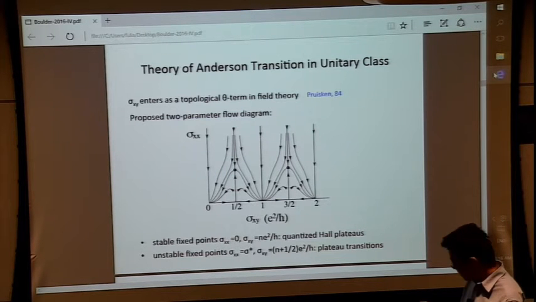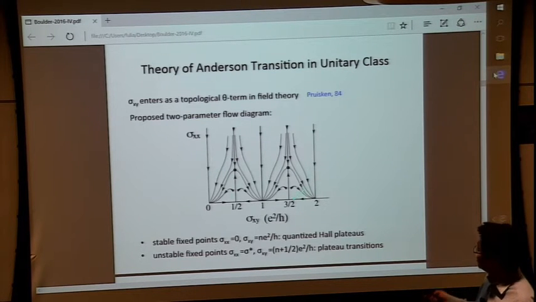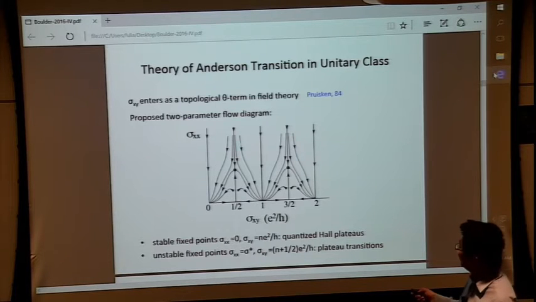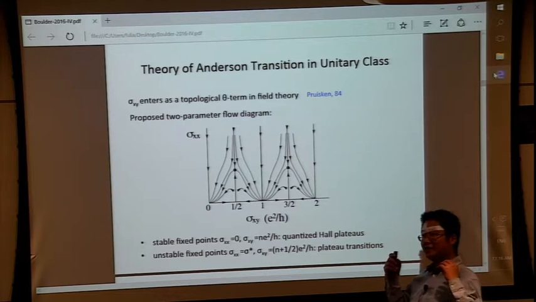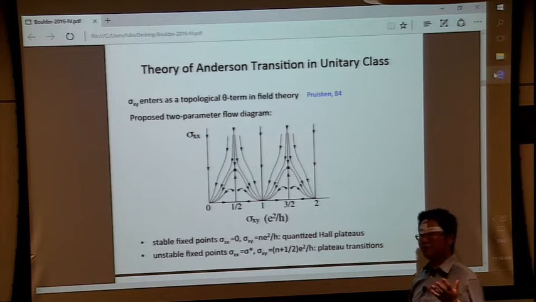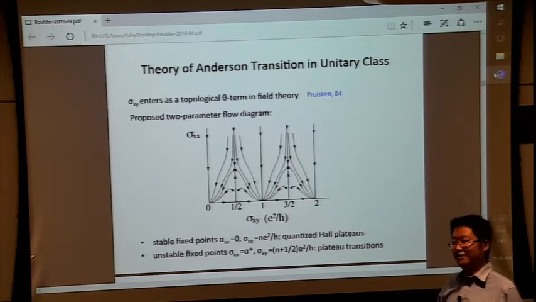But this is a key point I want to emphasize, that even though we cannot solve this field theory, which I'll describe in a minute, I think it's generally believed that this kind of flow diagram structure is at least qualitatively correct. And my argument for this is that single parameter scaling theory is clearly not enough, as I just described. Here, in the system, there are two natural variables to consider, which are the Hall conductance and the longitudinal conductance. So it's plausible that there has to be a flow diagram like this.